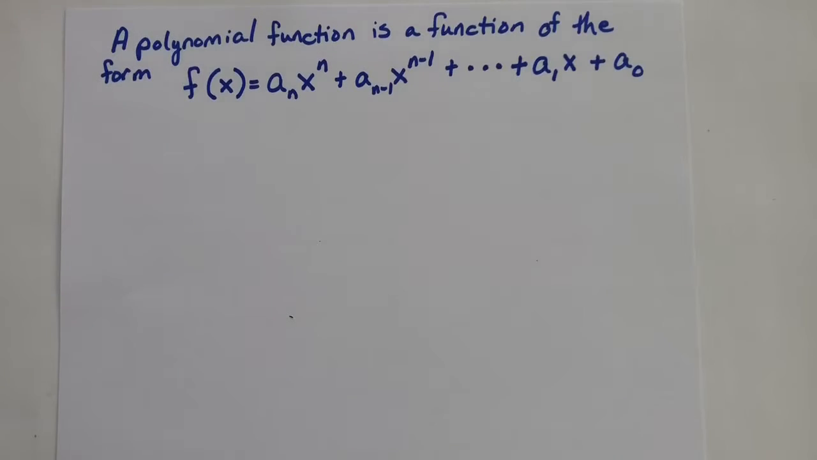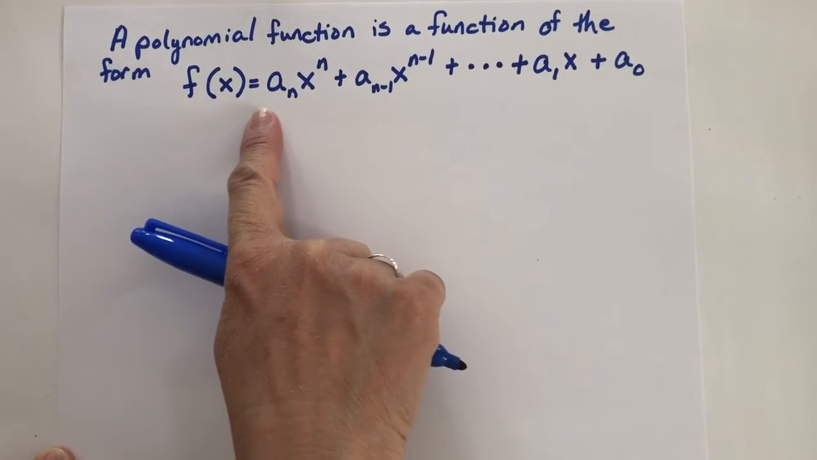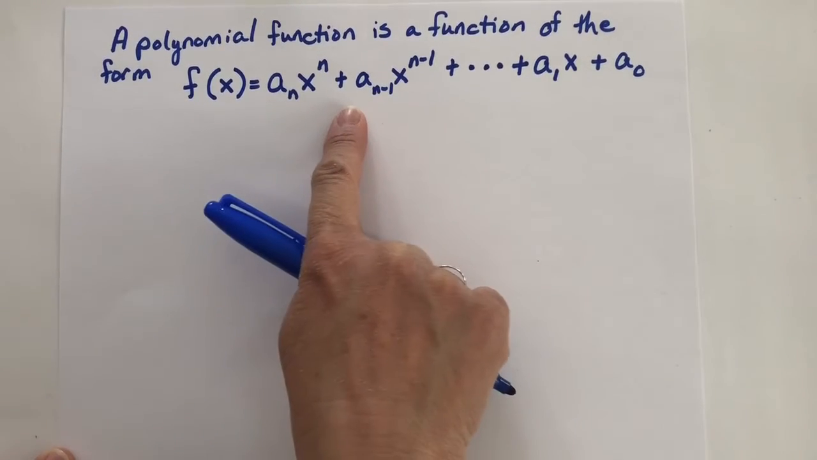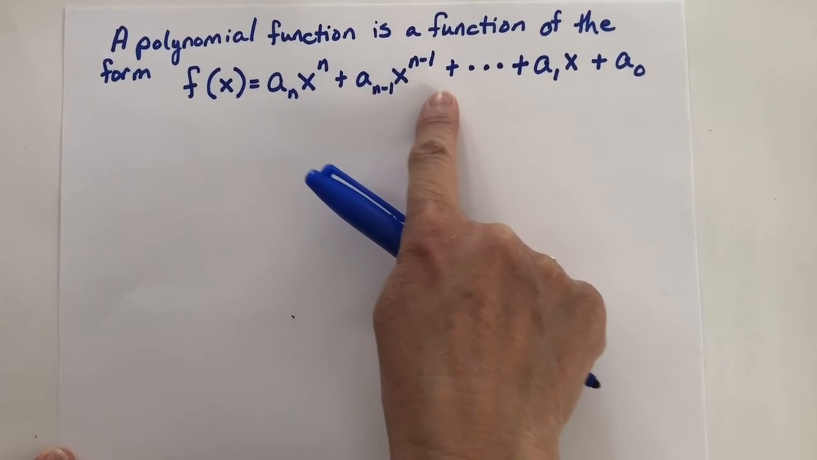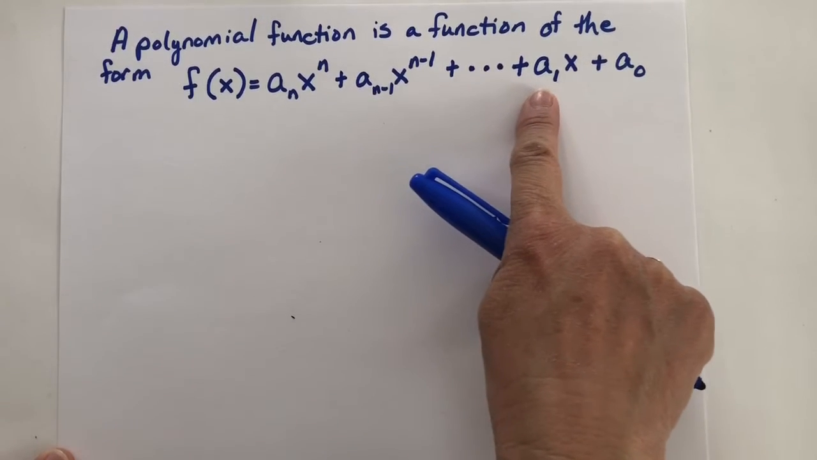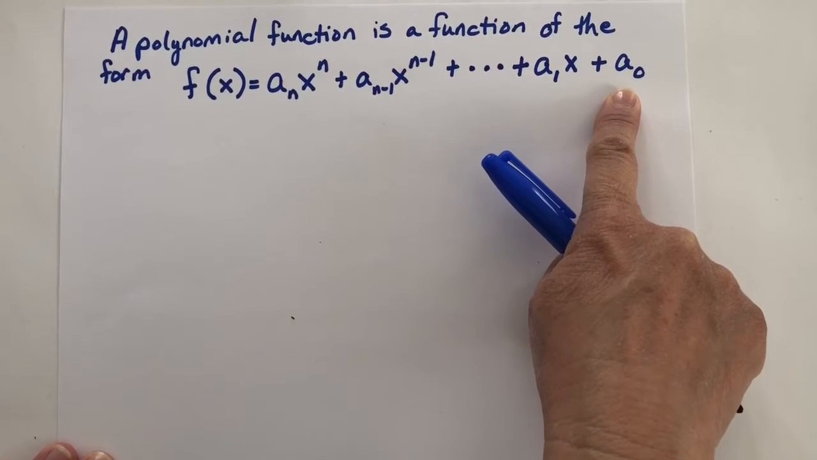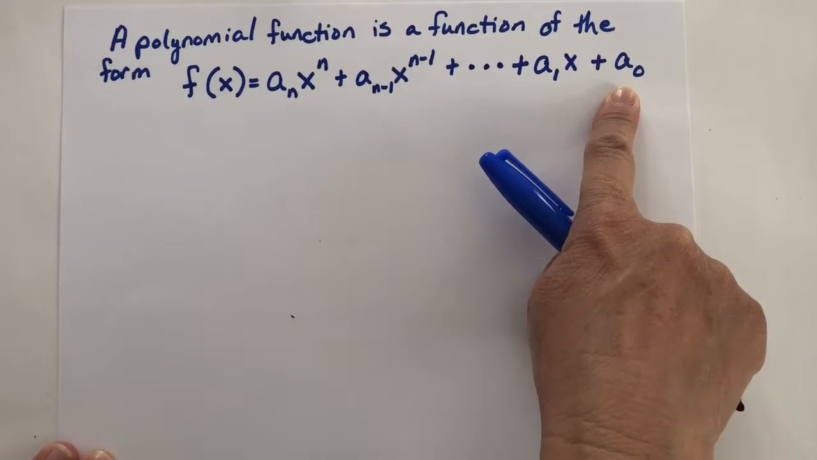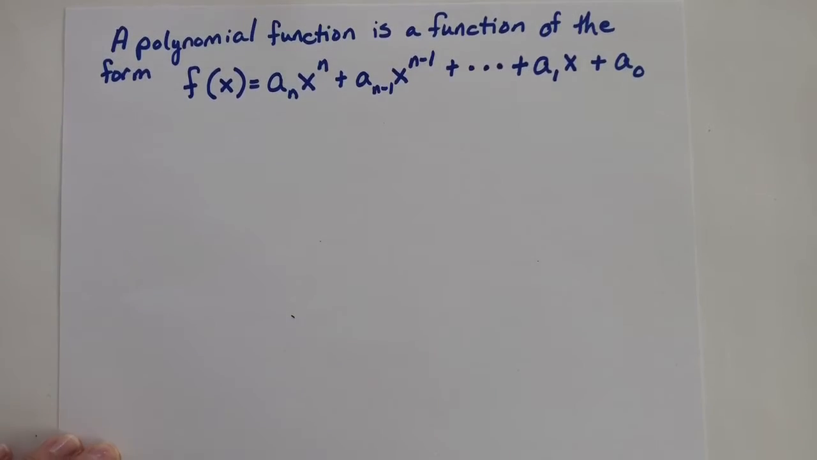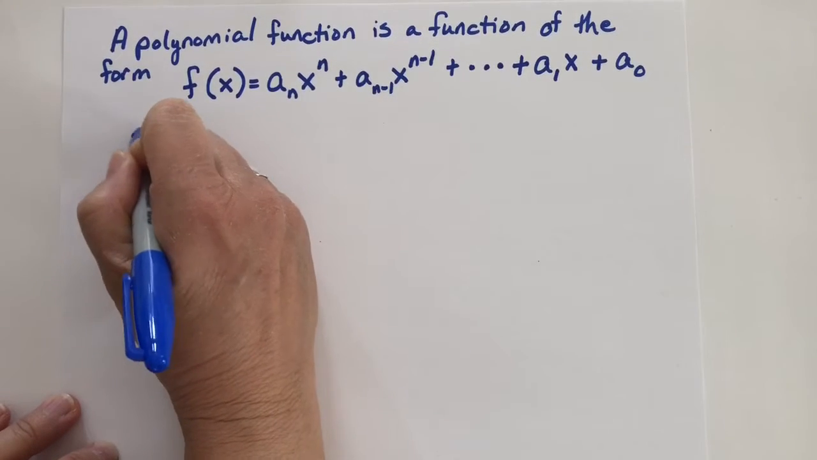Let's talk about polynomial functions. A polynomial function is a function of the form f of x equals a sub n x to the nth plus a sub n minus 1 x to the n minus 1 plus, and you continue until you get a sub 1 x to the first plus a sub 0, or sometimes called a naught. But what does that really mean? Let's look at some examples of polynomial functions.